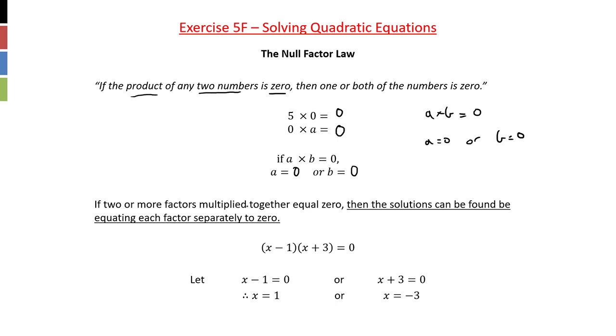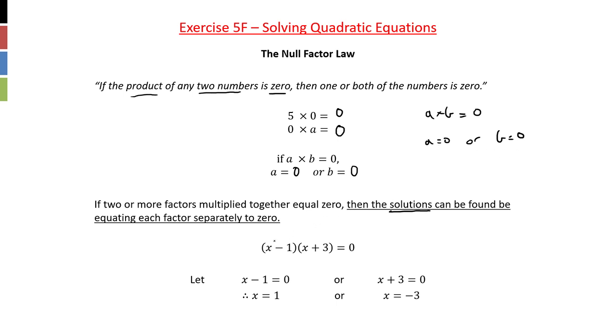If two or more factors multiplied together equals 0, so factors is the same as numbers, then the solutions can be found by equating each factor separately to 0. So solutions. What does this word solution mean? We're actually finding what x needs to be to make this equation true. We're finding x. And the solutions can be found by equating each factor separately to 0. So just up here, we have a times b equals 0, either a equals 0 or b equals 0.